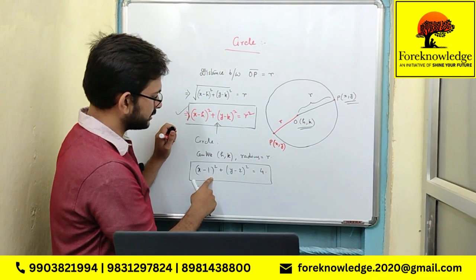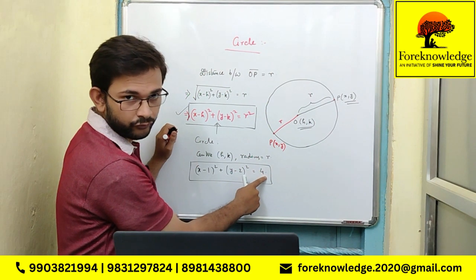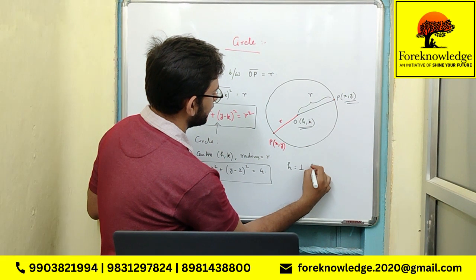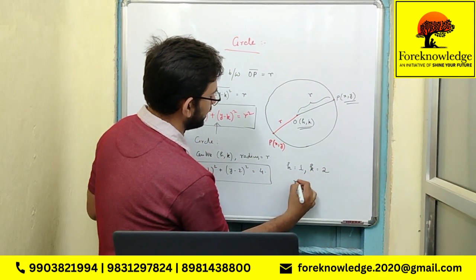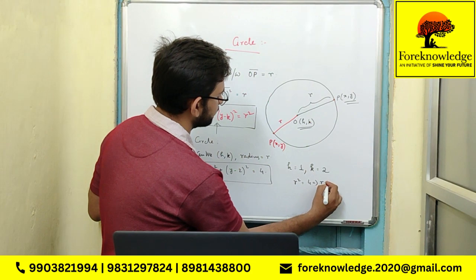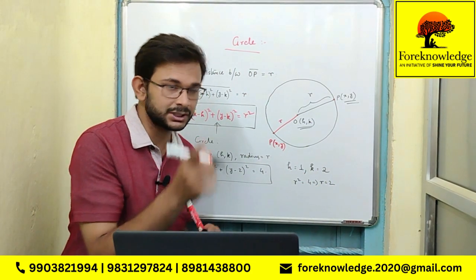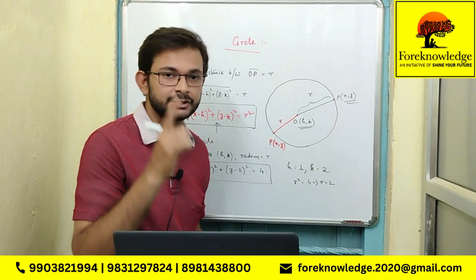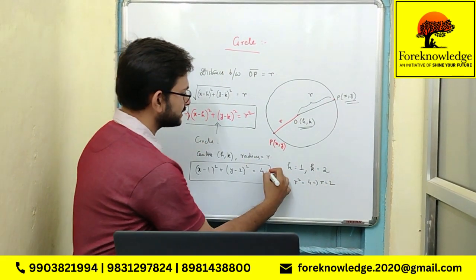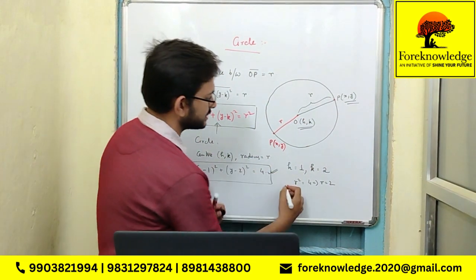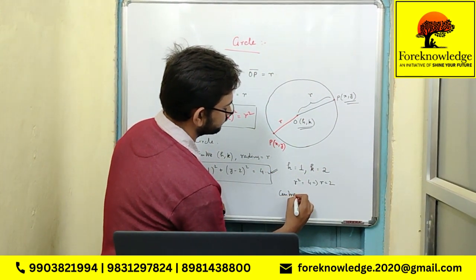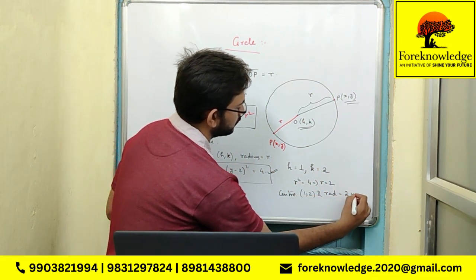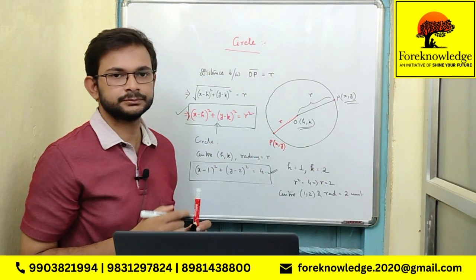with x minus 1 square plus y minus 2 square equals 4. Then we can easily say that h is equal to 1, k is equal to 2, and r square equals 4, which means r equals 2, not minus 2, because r is the radius, which is a distance. So if r square is 4, then r should be 2. So this equation represents a circle with center 1, 2 and radius equal to 2 units. Got it?